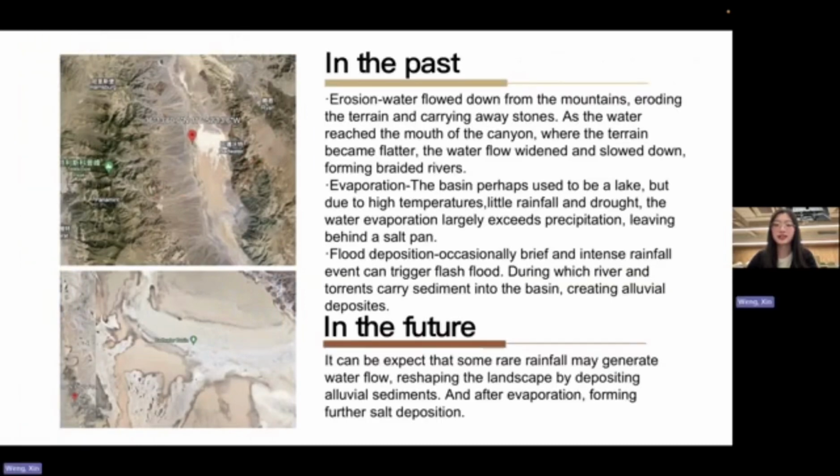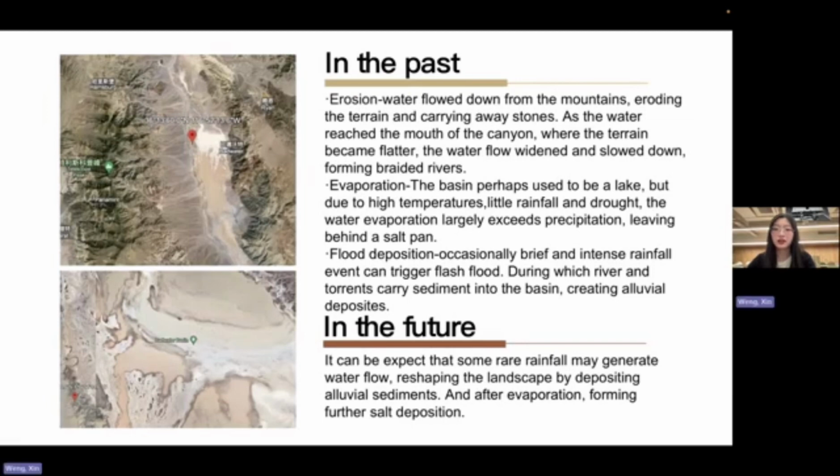For the surface processes, it can be divided into 3 types in the past. First, erosion. Water flowed down, eroding the mountain and carrying away stones. Then the water flow widened and slowed down when water reaches the mouth of the canyon, forming braided rivers. Second, evaporation. The basin perhaps used to be a lake, but due to high temperatures, little rainfall, and drought, the water evaporation exceeds precipitation, leaving behind a salt pan.